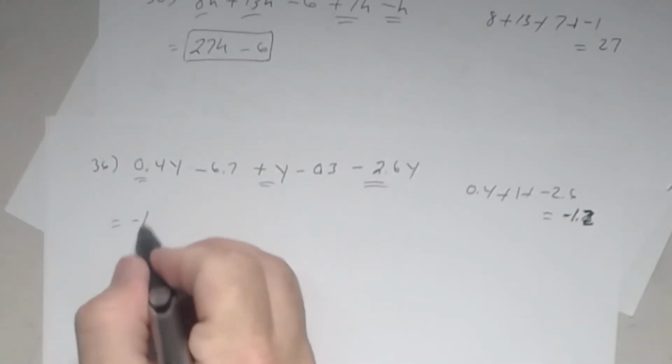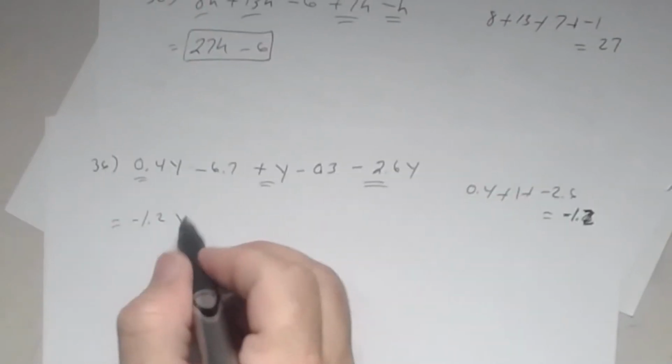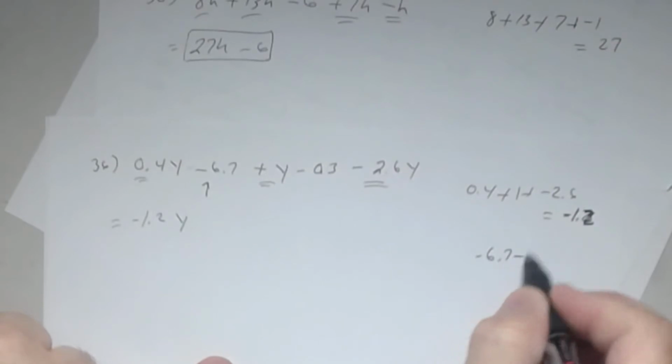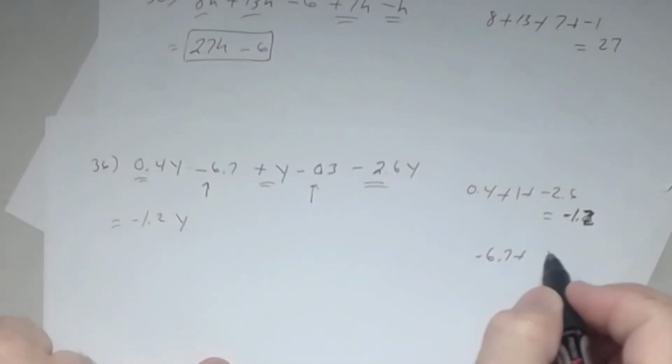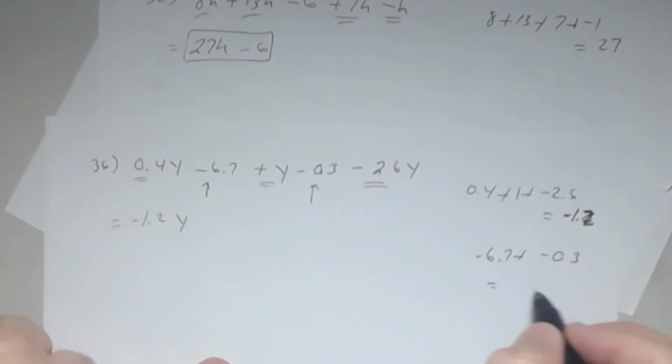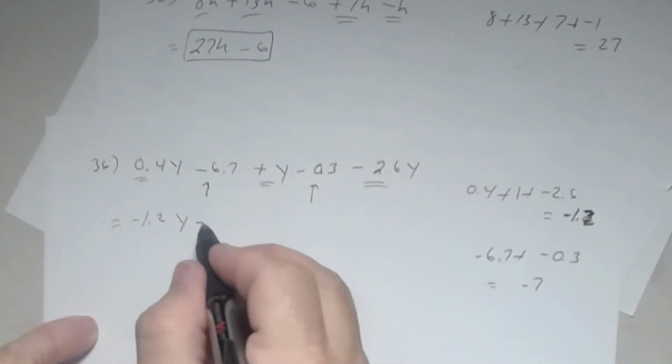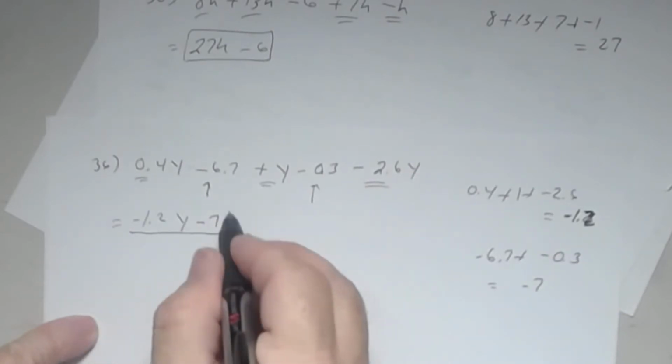So it's going to be negative 1.2 y. All right, now the constant. What's negative 6.7 plus a negative 0.3? Negative 7? So the answer will be negative 1.2y minus 7. Okay. All right, so that's that part.